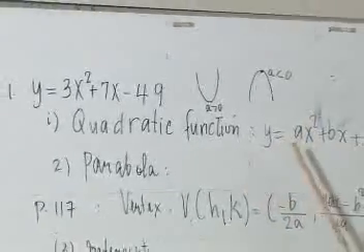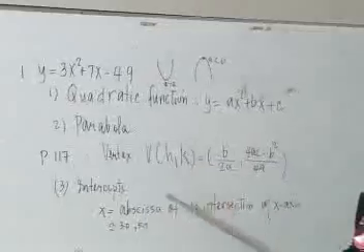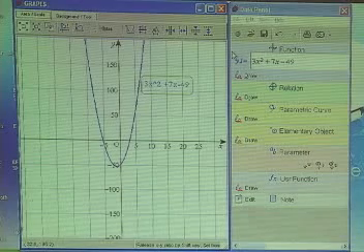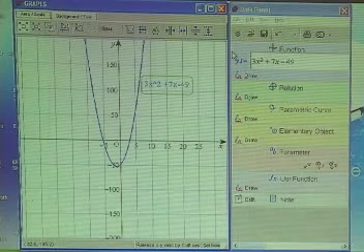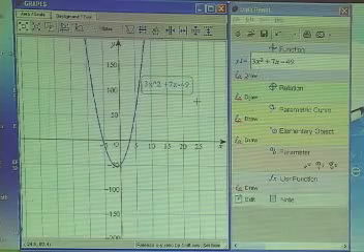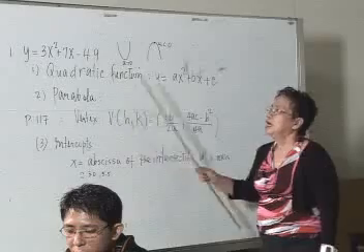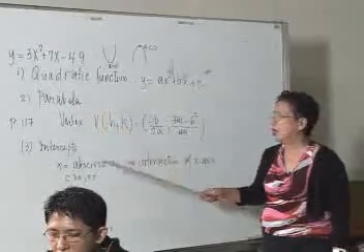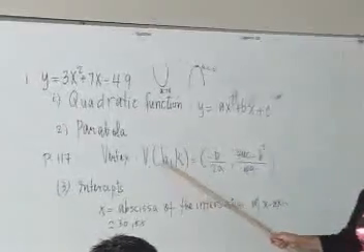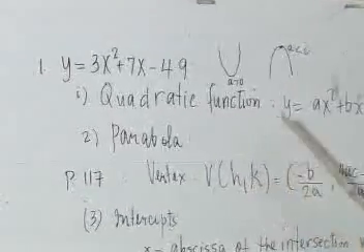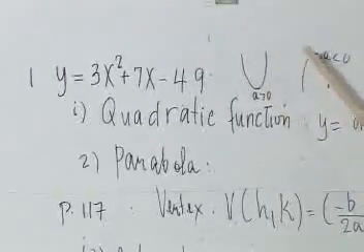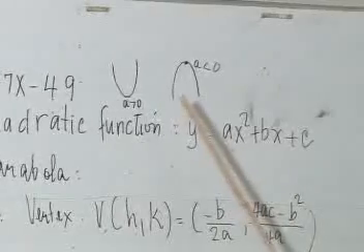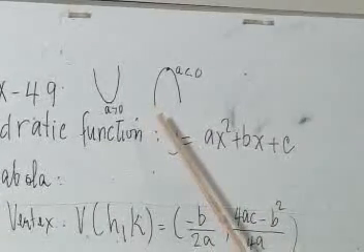Now, for this type of quadratic function, what do we know about it? First of all, its graph is a parabola. As you can see the label, it's 3x squared plus 7x minus 49. Its graph is a parabola. Now, what should we know about the parabola? First of all, we are very interested in its vertex. The vertex, for any parabola of this type, ax squared plus bx plus c, is one of the fixed figures in algebra, in mathematics.